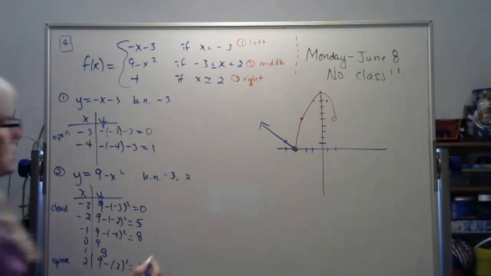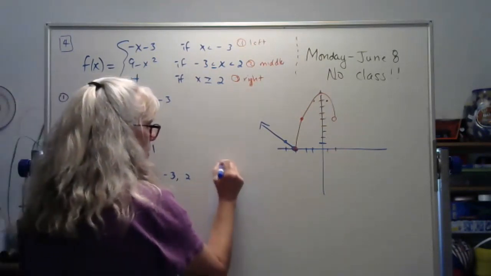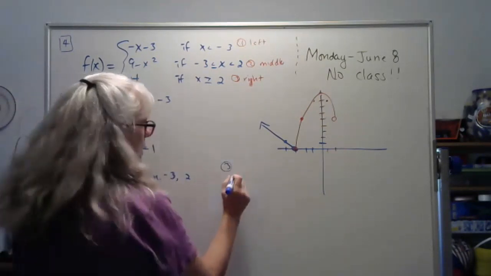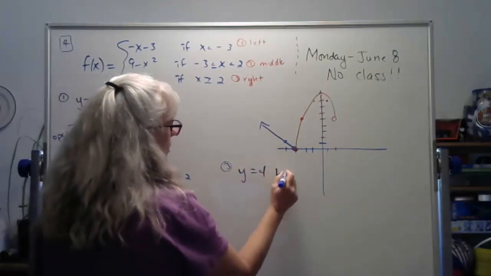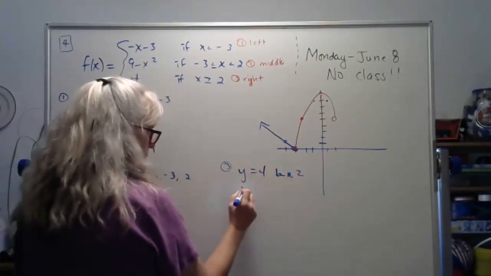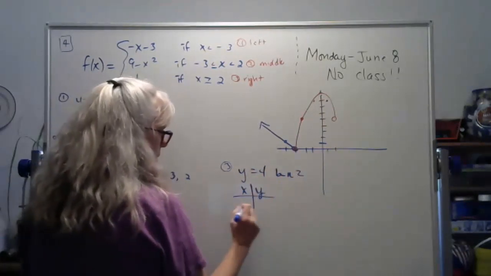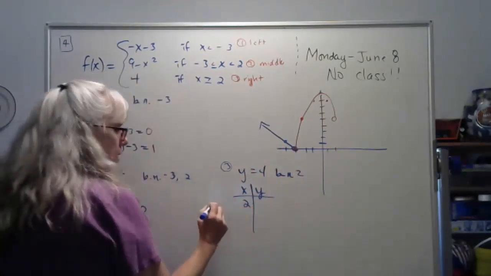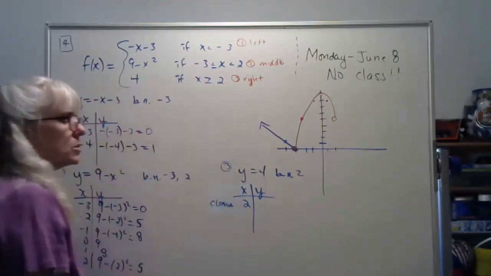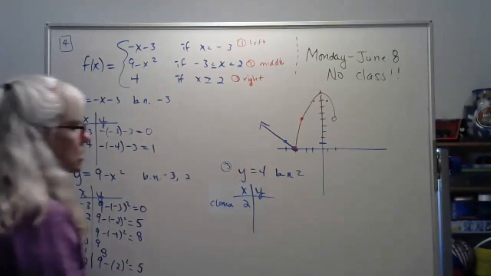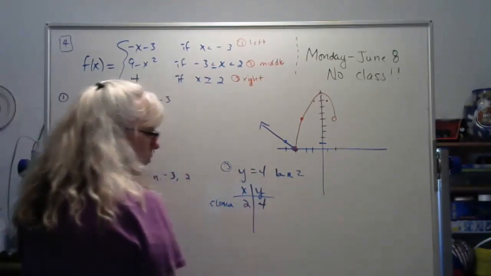Here, what about piece 3? So piece 3, squeeze in here, is y equal to 4. And this, again, the boundary number is at 2. So we're going to plug in the 2. In this case, it is closed because of that inequality on the 2. So if you plug in a 2, this is automatically saying you're going to get out a 4.